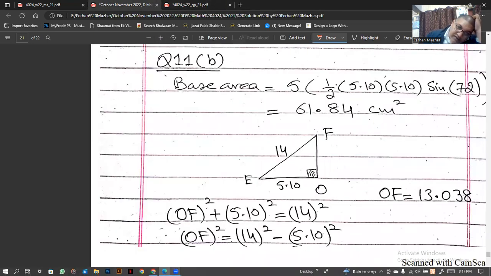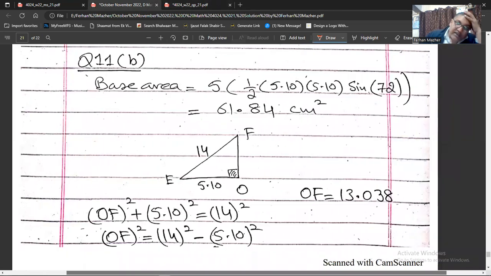Okay, so on your screen, the solution is showing up. First of all, I have found the base area of that pyramid. That is 5 triangles, and each triangle's area is 1/2 into 5.10 into 5.10 into sine 72. When you enter this in your calculator, you will write 5 multiply 1 divided by 2 multiply 5.10 multiply 5.10 multiply sine 72 equals, and you will get 61.84 centimeters square. That is the area of the base of the pyramid, which is the pentagon. I hope you understand how we found the area of that base.